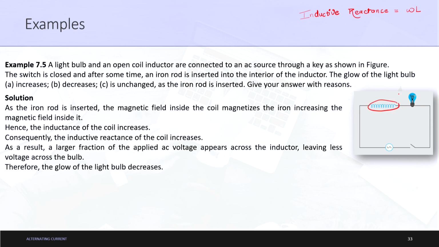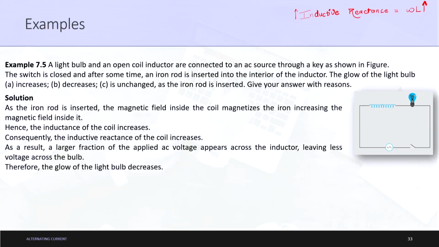If you add an iron rod here, it is quite evident that due to this iron rod the magnetic field in the coil will increase. Okay. So, because of this magnetic field increasing, this L value will increase, correct, omega remaining the same because the frequency is constant as there is no change in the AC source. Therefore, inductive reactance will change. Okay. So, it is quite evident some sort of analogy to resistor is being changed, right. So, if the resistance of the circuit is increased, that means the intensity of the light bulb will decrease, right.